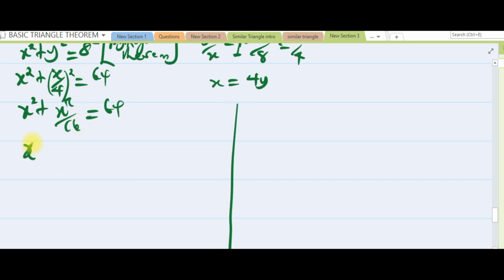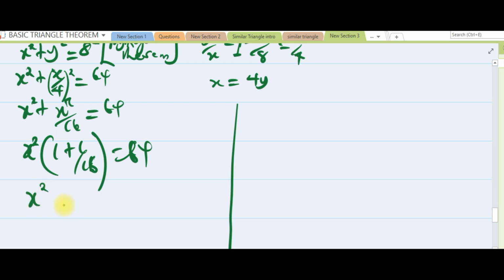So factor x squared, we have 1 plus 1 over 16 equals 64. So 1 plus 1 over 16 is 17 over 16. So x squared is 16 over 17 times 64. Cross multiply, which is now 16 times 64 over 17.